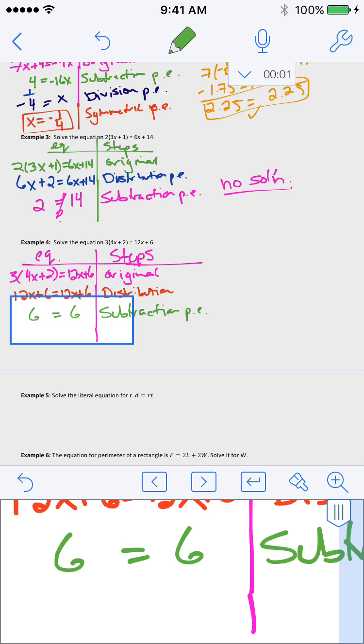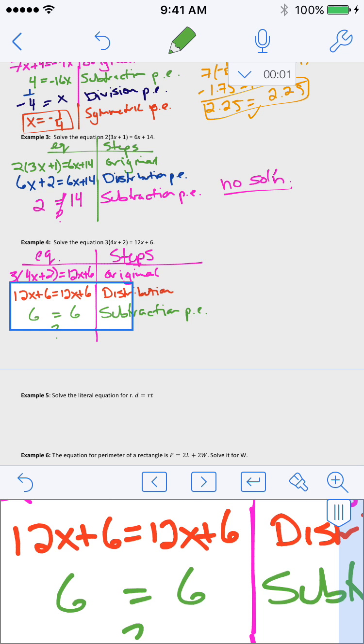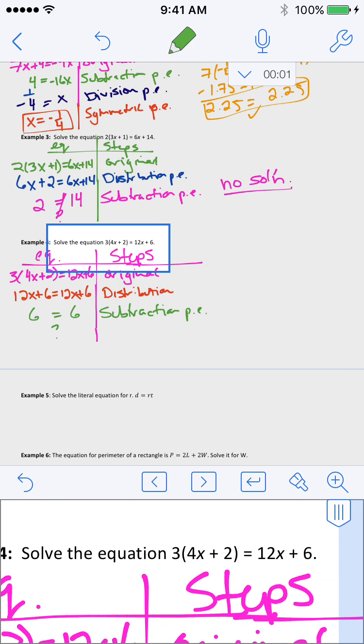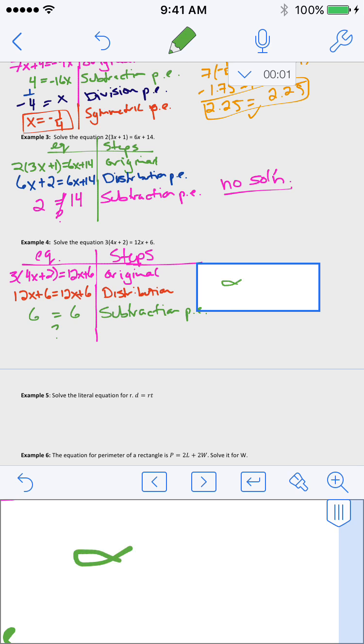All right, so you may be thinking, oh great, another no solution. But let's look at this carefully. Does 6 actually equal 6? Yes, 6 equals 6, right? So this doesn't have no solution. This has an infinite number of solutions. In other words, it didn't matter what I put in for x, because I'm always going to get down to something that makes sense. And remember, if you have a solution, those are the ones that make sense. So an infinite number of solutions for this one.